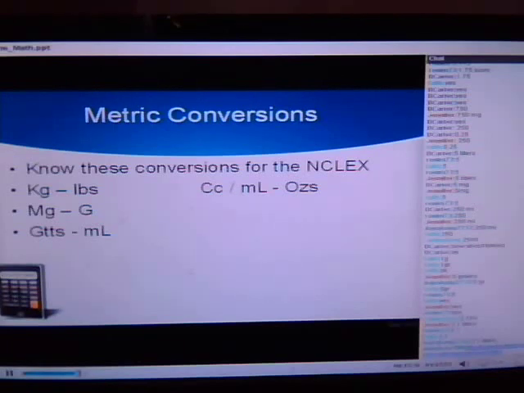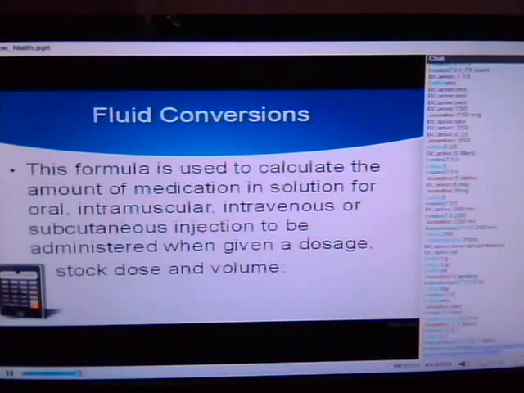And then know how to change... I'm sorry, drops are not the same as milliliters. So know how to change drops to milliliters, and then know how to change milliliters or cc's to ounces. These are the important ones that you need to know for the NCLEX. I would know them all, but specifically for the NCLEX, know these. Little NCLEX alert. Now let's move on to the next area, and that is fluid conversions.